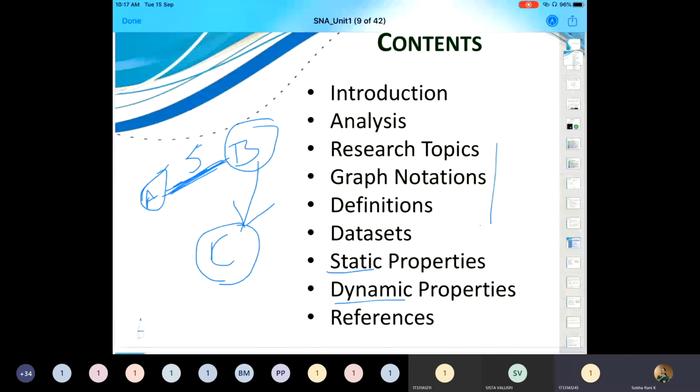Again, there's some other node called D. He may be a friend of C. Then there's a possibility for A and D also to be friends. This is what is dynamism. It changes over time. That's the purpose of this. The change of static properties over a time period is called the dynamic properties. So this is what we are going to discuss in this entire chapter. Am I clear till now?